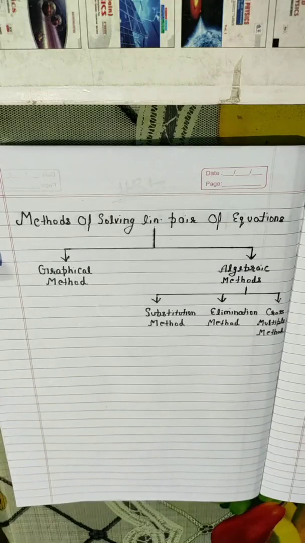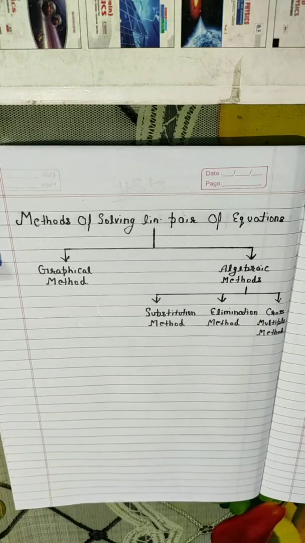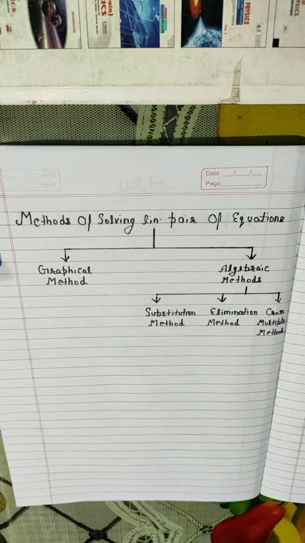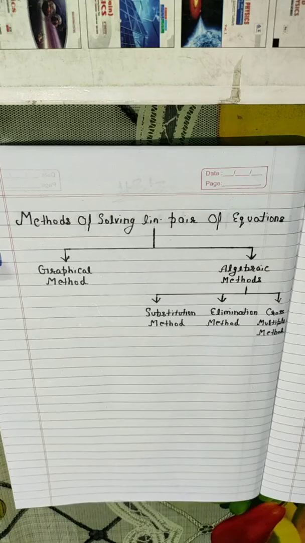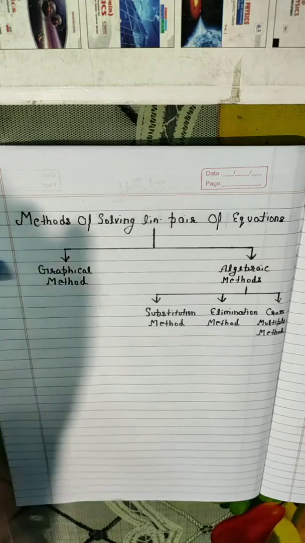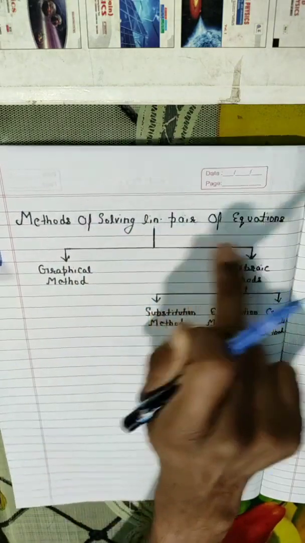What was the algebraic condition for unique solution? A1 upon A2 does not equal B1 upon B2. So whenever we are given a linear pair of equations, first of all we will check the algebraic condition. If A1 upon A2 does not equal B1 upon B2, only in that case will we solve the equation. Now today we will talk about the methods of solving linear pair of equations.